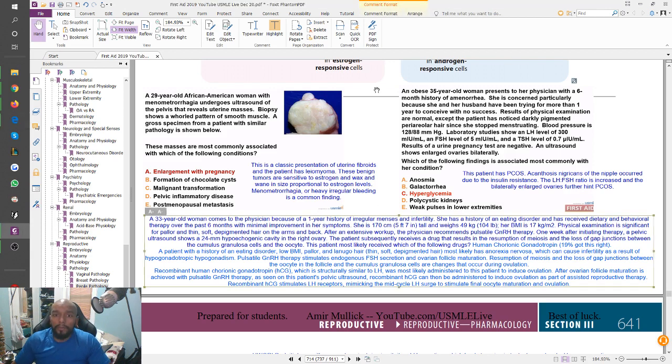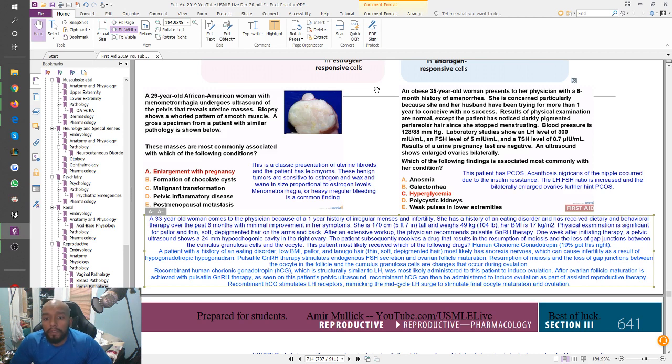And at the bottom, we have a question from Amber. So this one says, a 33-year-old woman comes to the physician because of a 1-year history of irregular menses and infertility. Right, so 33 years, doesn't have normal menses, and she's having trouble getting pregnant. She has a history of an eating disorder and has received dietary and behavioral therapy over the past 6 months with minimal improvement in her symptoms.